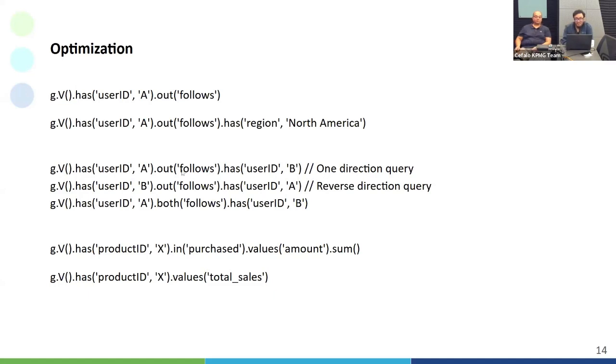So here user A can follow user B and user B also can follow user A. So here we don't need to write basically two queries to find out who follows whom. We can use the bidirectional support of the graph database to find both results. And the last one is the aggregation that I mentioned in the previous slide.